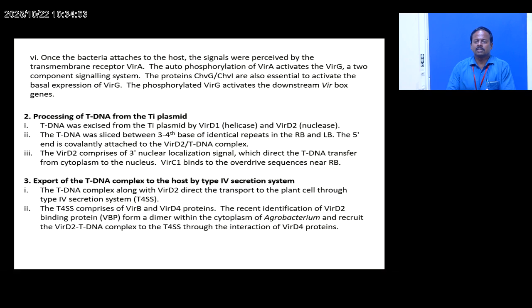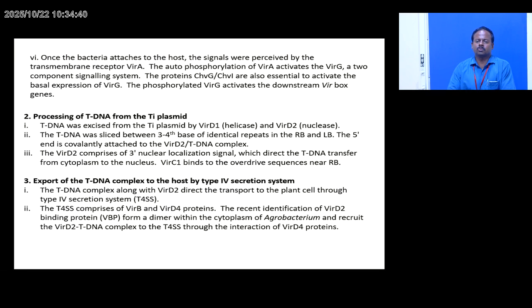The T-DNA is nicked between the third and fourth base of the identical repeats in the right border and, at the same time, in the left border. The 5' end is covalently attached to VirD2 in the T-DNA complex. VirD2 comprises a nuclear localization signal, which directs the T-DNA to transfer from the cytoplasm to the nucleus. VirC1 binds to the overdrive sequence near the right border.